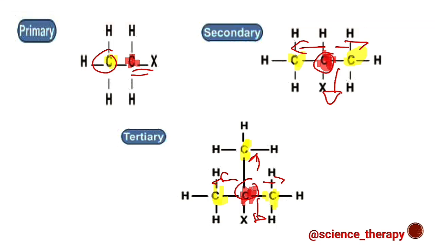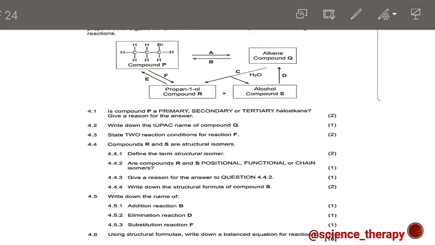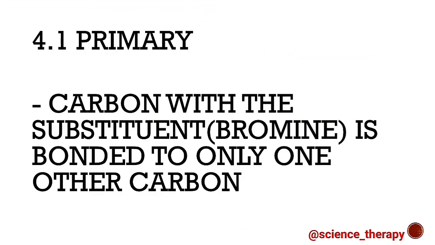So that's it. Now let's go back. Is this a primary, secondary or tertiary haloalkane? Now the carbon with the bromine is only bonded to one other carbon atom, right? So this makes it a primary haloalkane. Why? Because the carbon with the substituent, which is bromine, is bonded to only one other carbon atom.